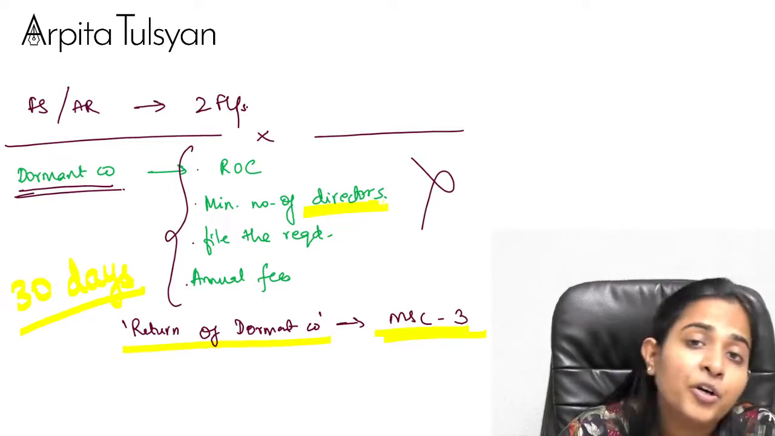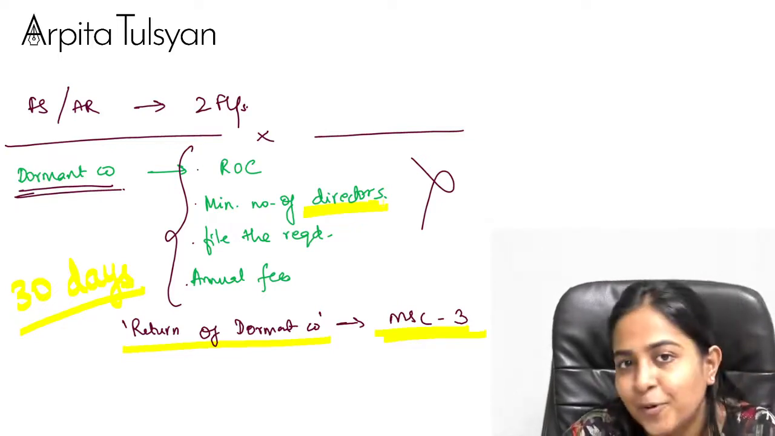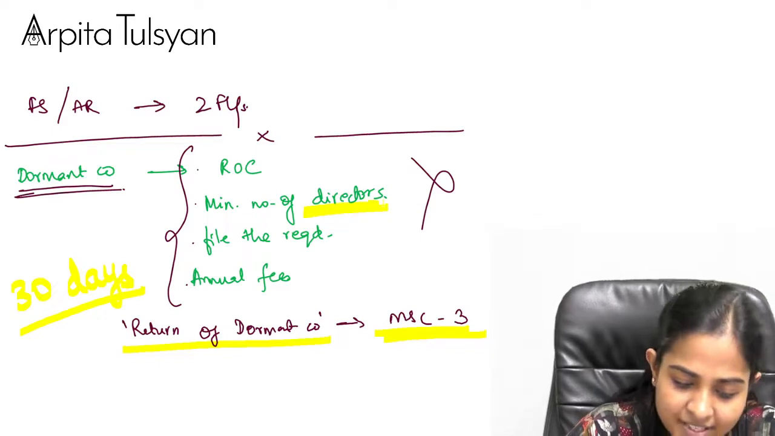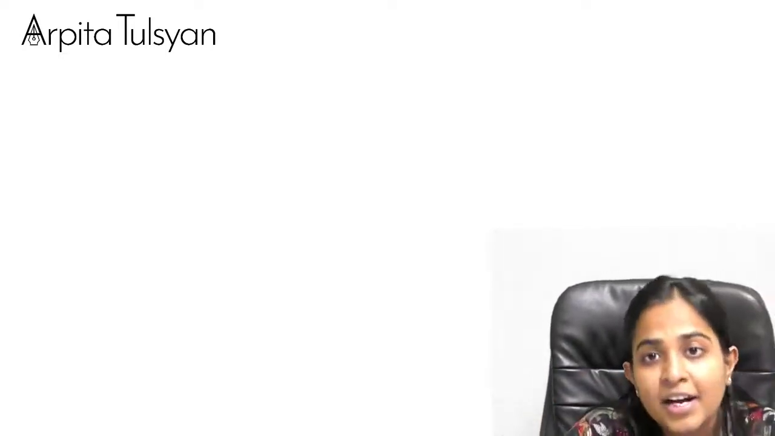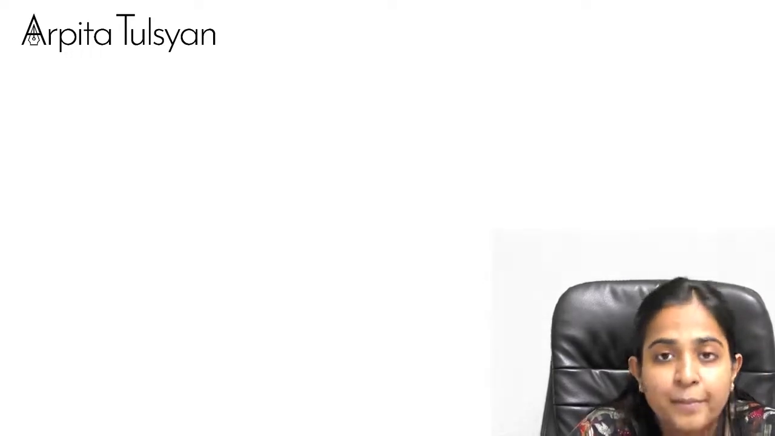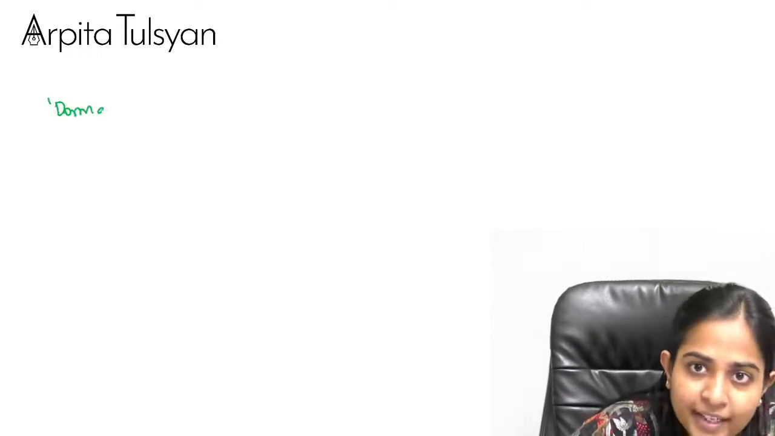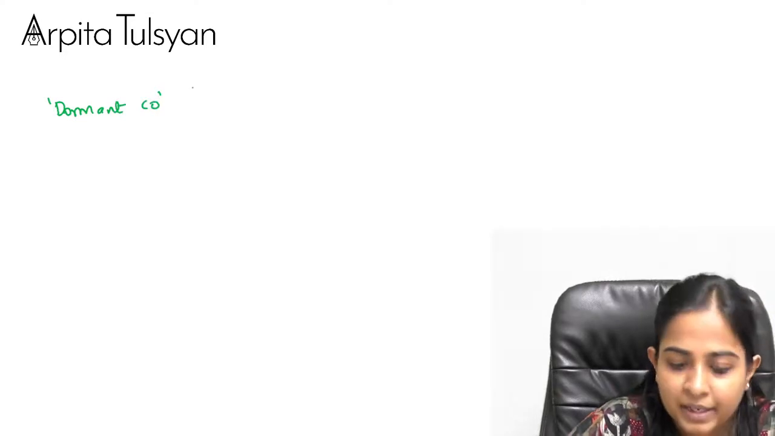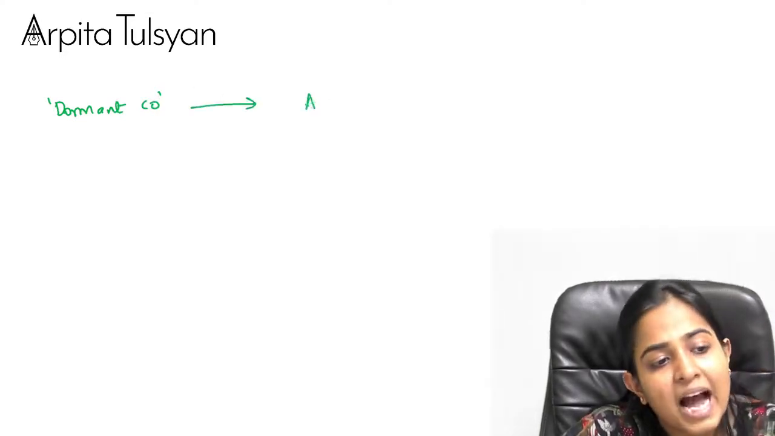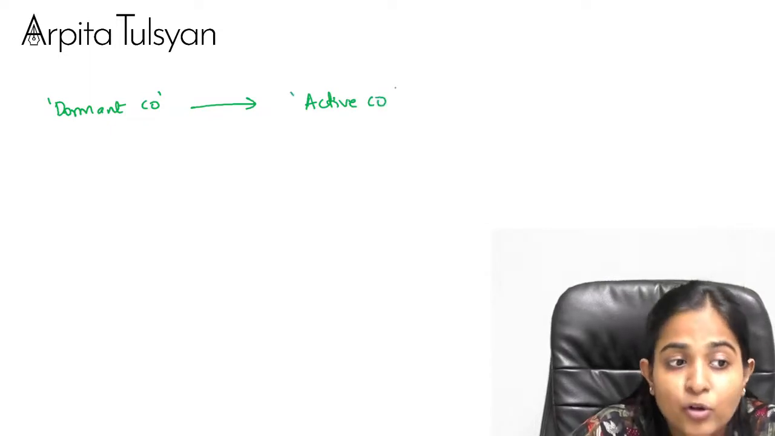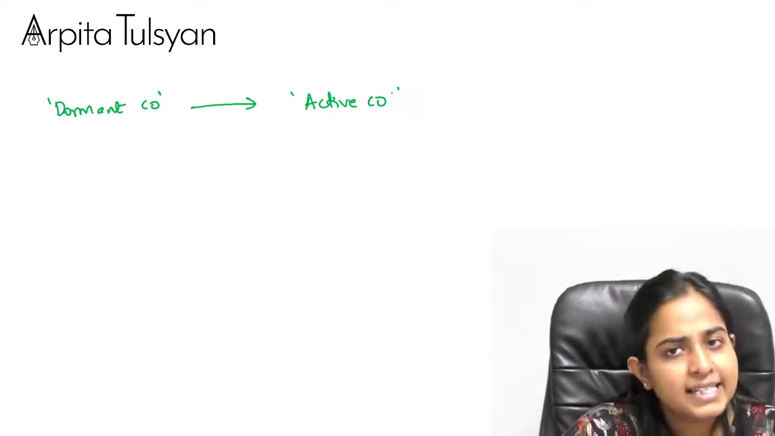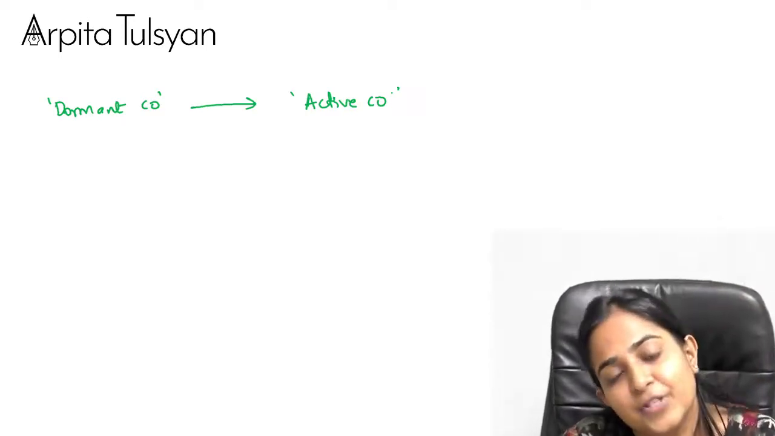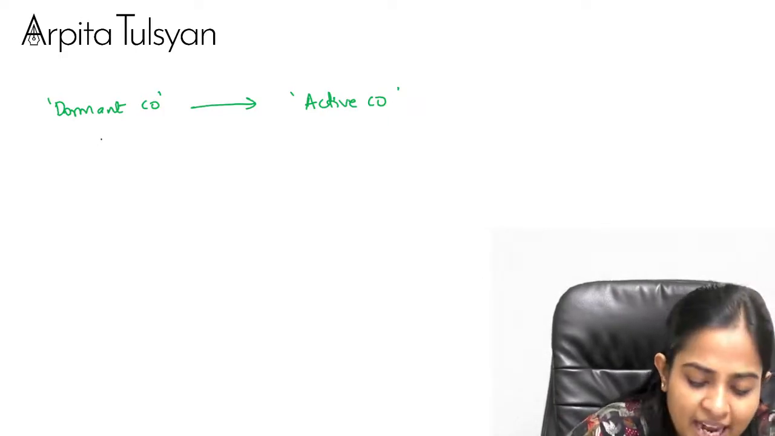In MSC2, we got a certificate from the ROC that yes, your name has been put in the register of dormant companies. So till now you were an active company. Now you got yourself registered as a dormant company. If I am a dormant company, I may become an active company. Suppose I want to start business operations, then I can again get back to the original status of an active company by making an application to the ROC.